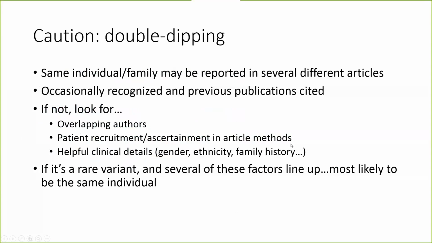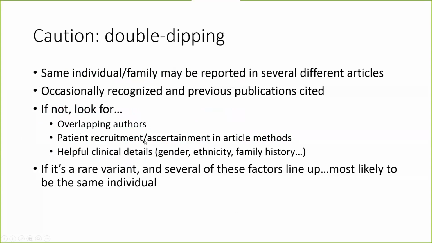Sometimes within the article methods, they will describe maybe the IRB that recruited the patients, or how the patients were ascertained, what cohort they were a part of. If it's the same autism research study that is reporting the same variant in the same individual, it could very well be the same person.